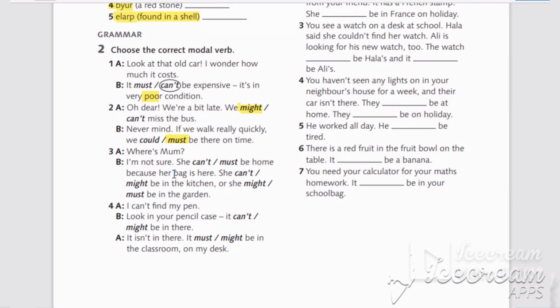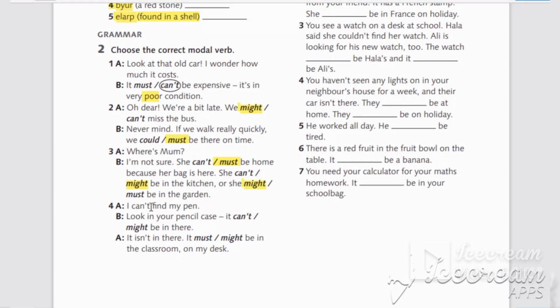Where's mom? I'm not sure. She can't be home because her bag is here. Can't ولا must؟ طب عشان تتها موجودة، هذا الدليل إنه her bag is here، معناته she must be home. She must be home. Okay. Must. She can't be in the kitchen or she might be in the garden or must. شو بنختار؟ إما في الكيتشن or in the garden، معناته might and might.